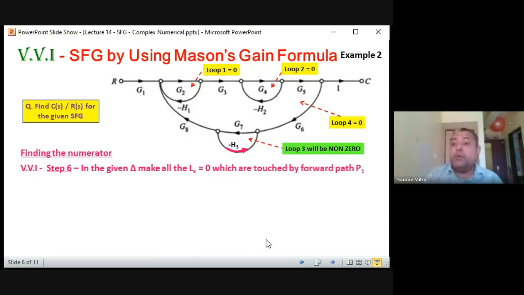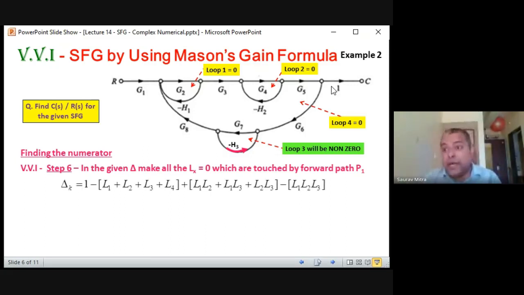Now, the most important thing and the part which students don't understand. In Mason's gain formula, whatever we found for the numerator was summation of Pk delta k. So in this case, Pk is nothing but G1, G2, G3, G4, G5. That is the forward path gain. And as there is only one forward path, it will be P1. Now the difficult part is, what is delta 1? Delta k, and k is the number of forward paths. So in this case, k is equal to 1.